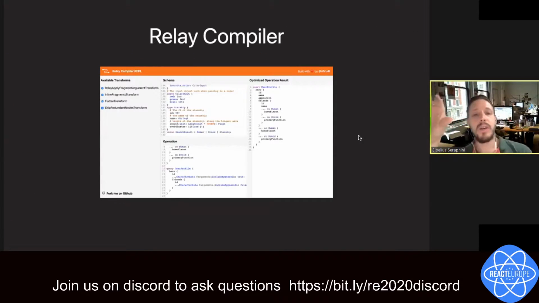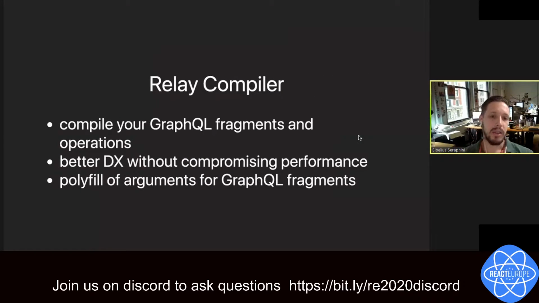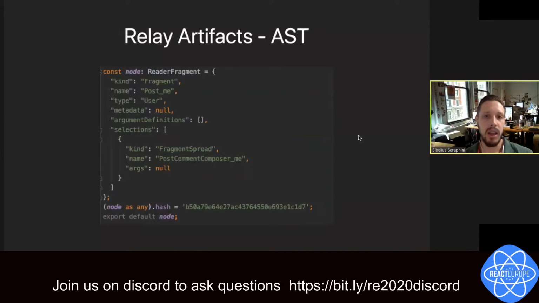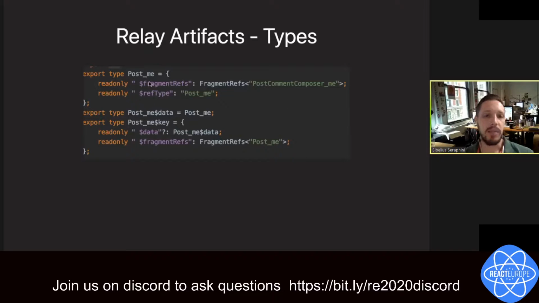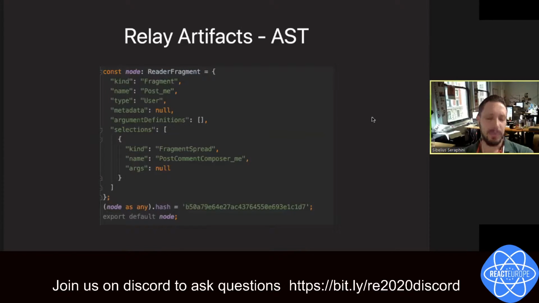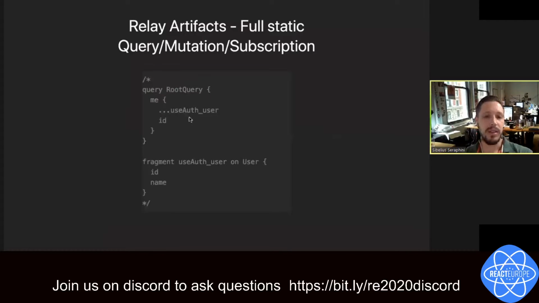So the relay compiler, we're gonna get all your GraphQL fragments and operations and compile them in a very optimized way. So you don't need to care if you're querying the same field twice or something like this. Relay compiler will make sure you have the best DX without compromising the performance. So you can have arguments in your fragments. That's good for DX and so on. And relay compiler, you're gonna generate the type. So if you define a post, you're gonna get the type of it. You're also gonna have a very optimized GraphQL AST. So you're gonna send only performant queries to the server. Here's the full query that relay compiler generates for us.